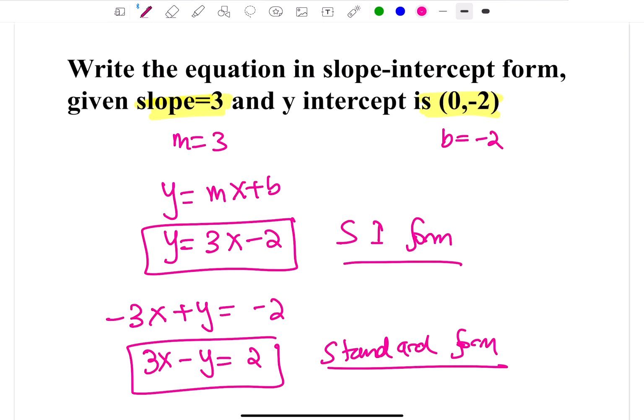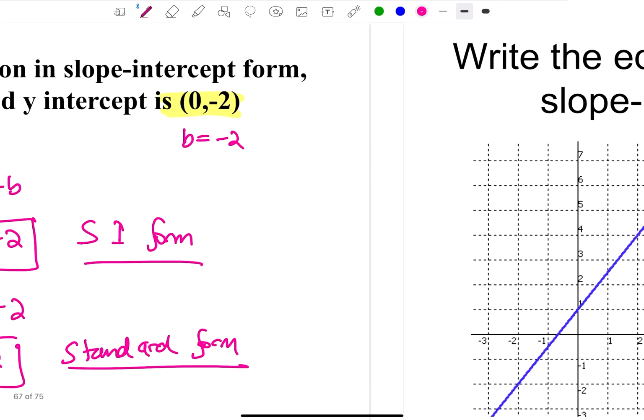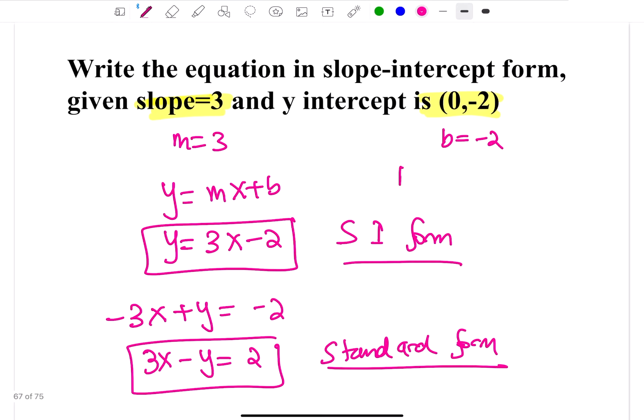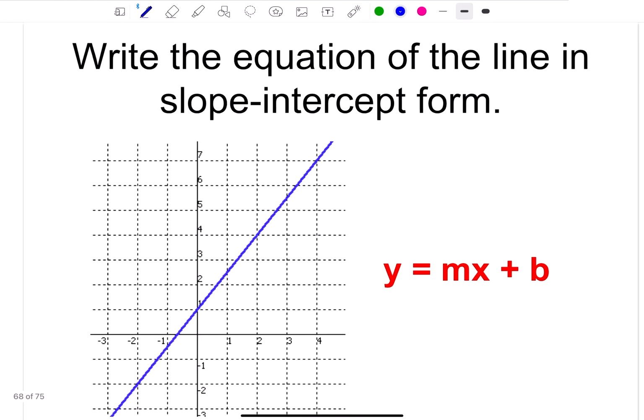Again, we were given the slope and the y-intercept, and we just wrote the slope-intercept form and standard form of the equation of the line. We could also write the point-slope form here using this given information, which would be y minus y1 equals m times x minus x1. So y plus 2 equals 3x. That would be the point-slope form for the given information.